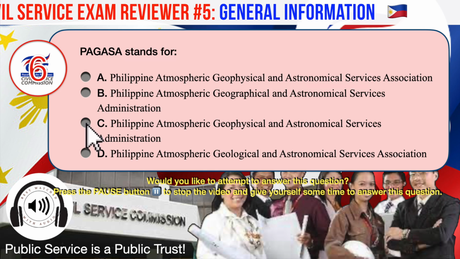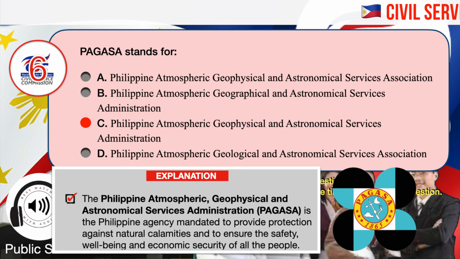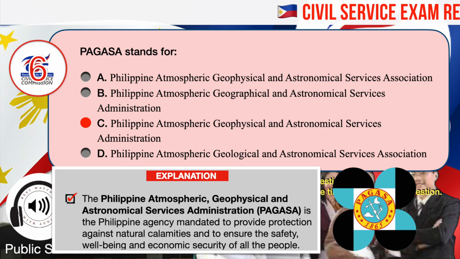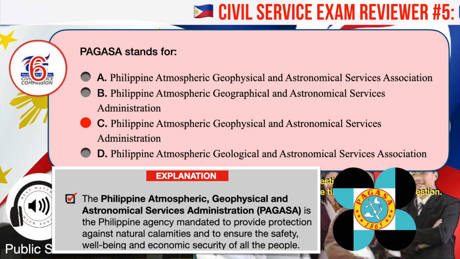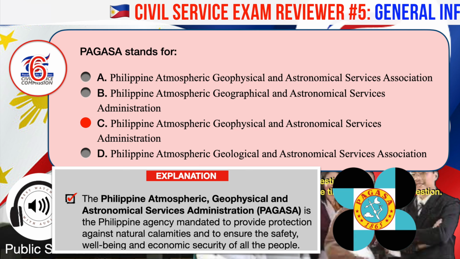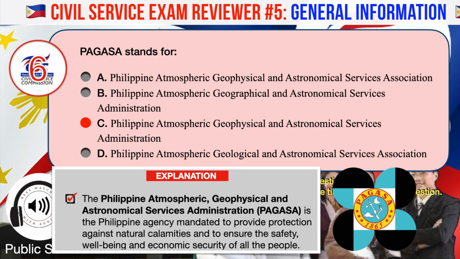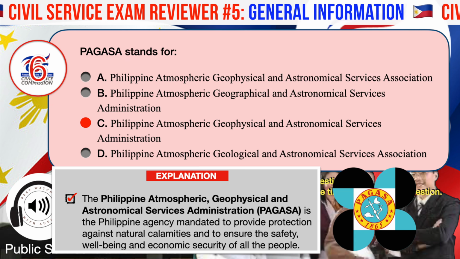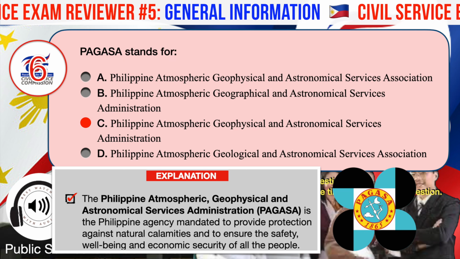The correct answer is C. Philippine Atmospheric Geophysical and Astronomical Services Administration. The Philippine Atmospheric, Geophysical, and Astronomical Services Administration, abbreviated as PAGASA, which means hope as in the Tagalog word pag-asa, is the National Meteorological and Hydrological Services Agency of the Philippines mandated to provide protection against natural calamities and to ensure the safety, well-being and economic security of all the people, and for the promotion of national progress by undertaking scientific and technological services in meteorology, hydrology, climatology, astronomy and other geophysical sciences.